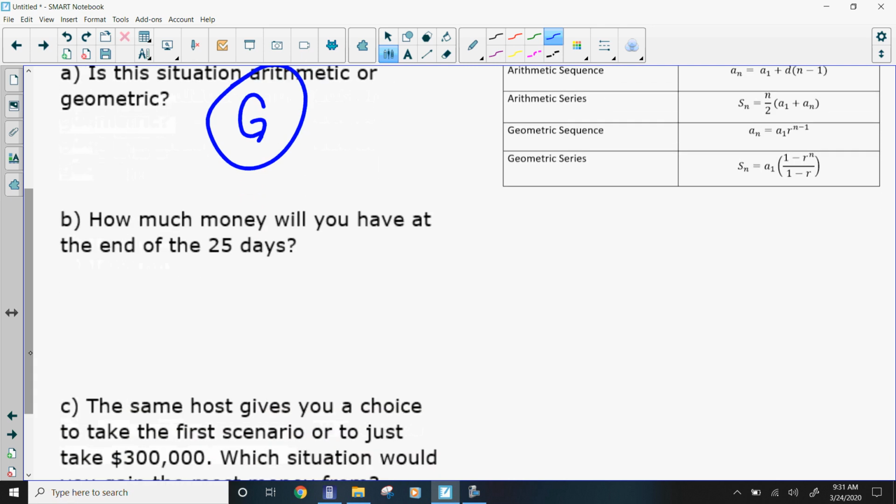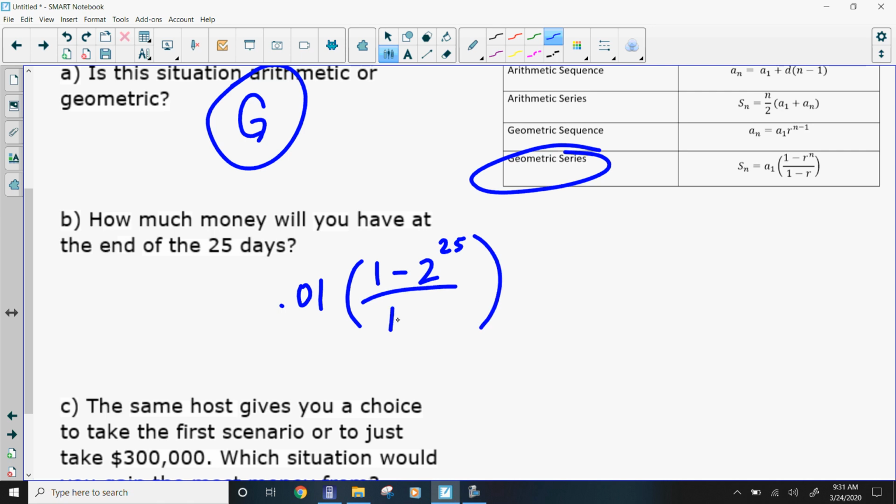How much are you going to have in 25 days? So we're using this formula. In the first day, you've got 1 penny. And it's 1 minus 2. We're going to do this for 25 days. And then 1 minus 2 at the bottom.